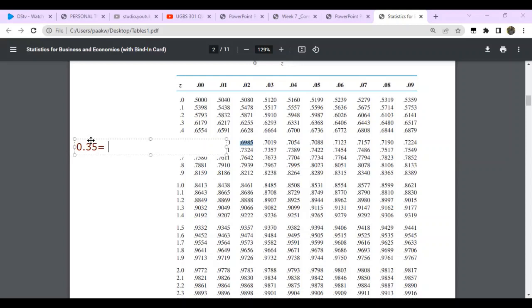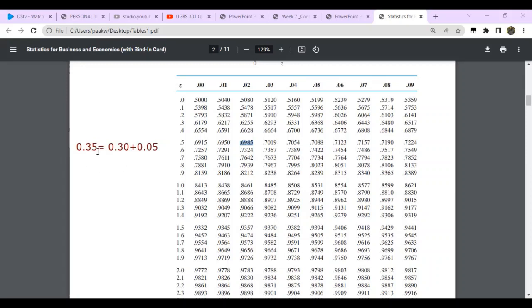So we know that 0.35, you expand it. 0.35 is the same as 0.30 plus 0.05. Do you get it? Do you agree with me? All right. Roland, Ahmed, are you okay? Hope you know 0.35 can be written as 0.30 plus 0.05, which is the same as 0.35.